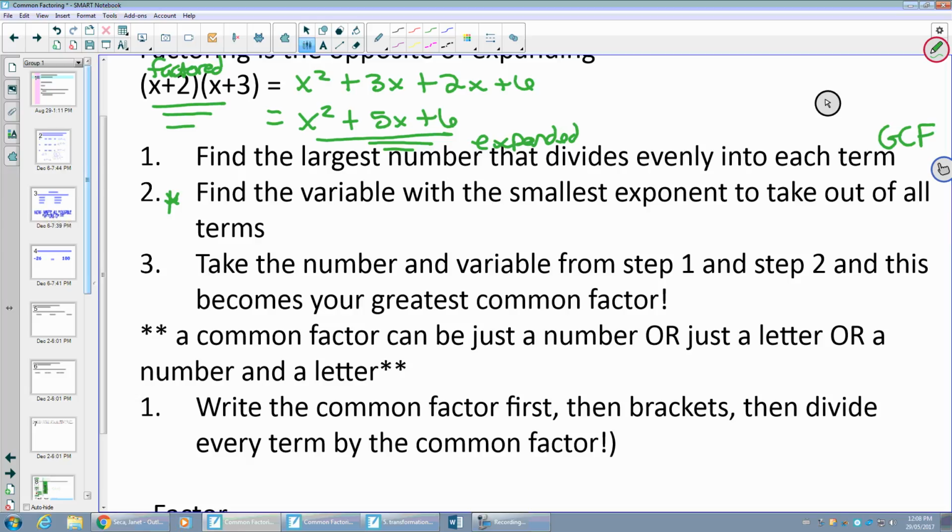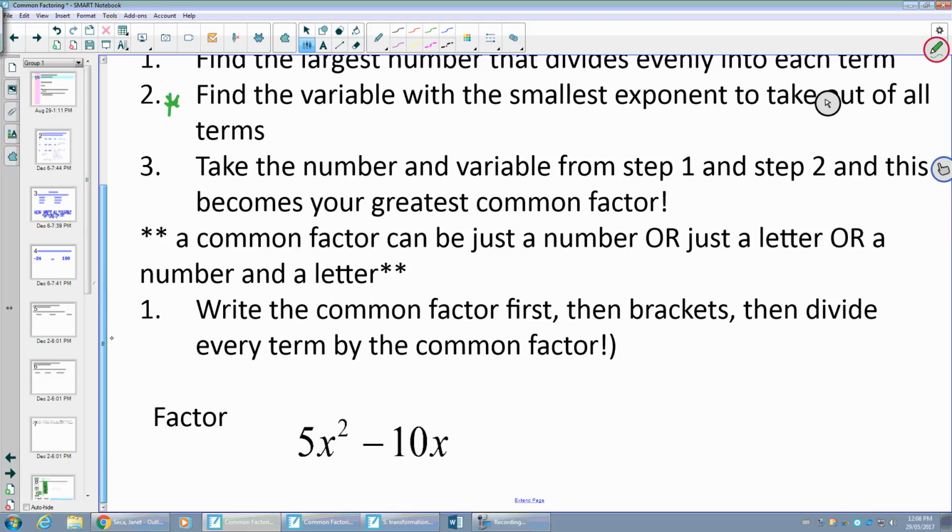Then it says here, take the number and variable from step 1 and step 2, and this becomes your greatest common factor. A common factor can be a number or a letter, or a number and a letter. So just keep in mind there's 3 different cases there. Then we need to write the common factor first, then brackets, then divide every term by the common factor.